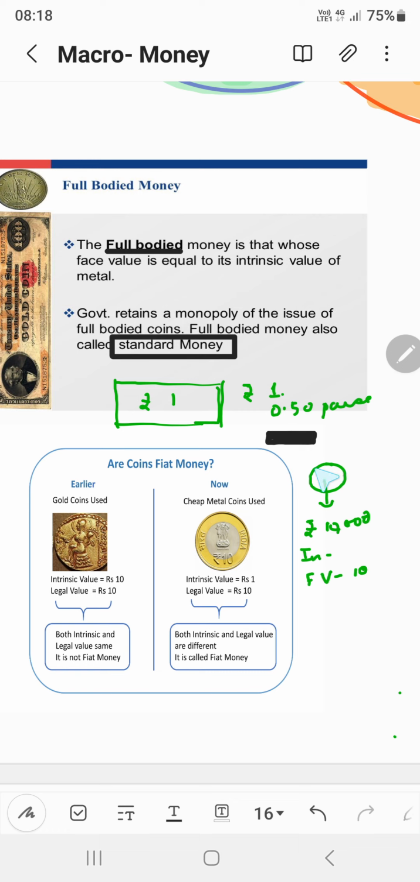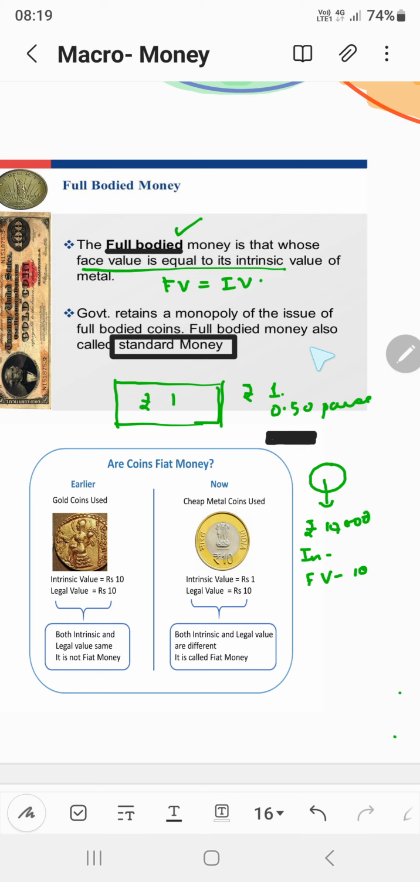But why are we explaining this face value and intrinsic value? Because we want to understand what is full bodied money. Full bodied money is when the face value is equal to the intrinsic value of the metal. So for the currency which we are using now, the face value and the intrinsic value are not equal. You can't say that a 10 rupee coin has the worth of the metal of 10 rupees in that coin. So this is what is full bodied money, meaning the face value of the currency is equal to its intrinsic value. So government has retained the monopoly of issue of full bodied coins.